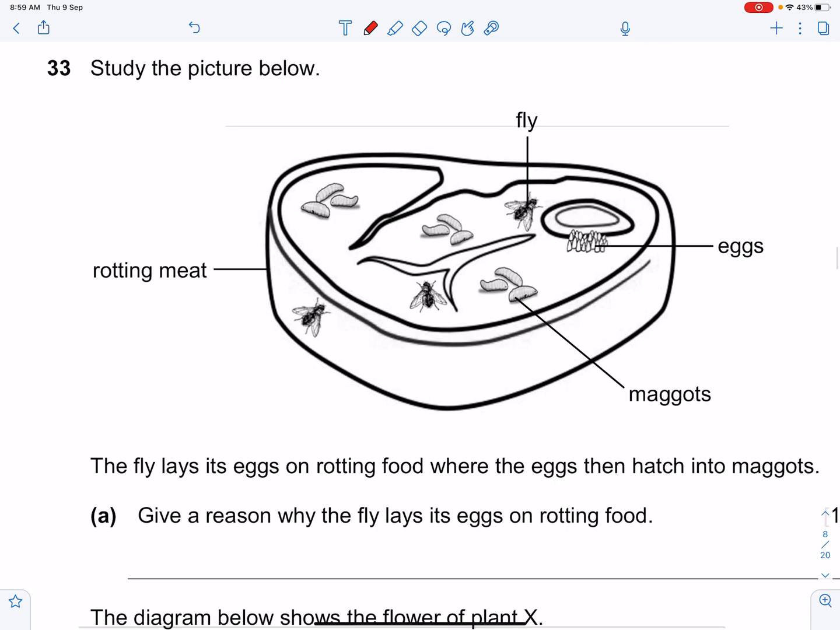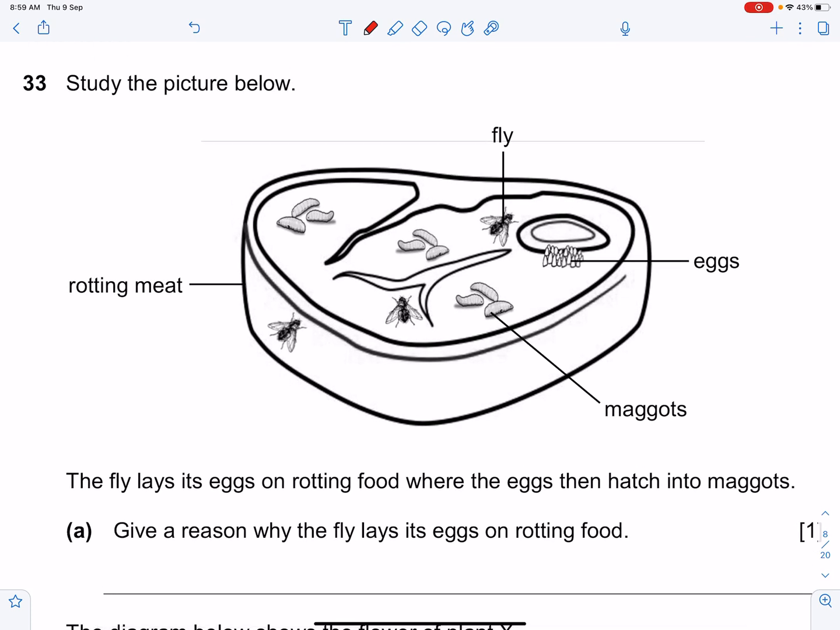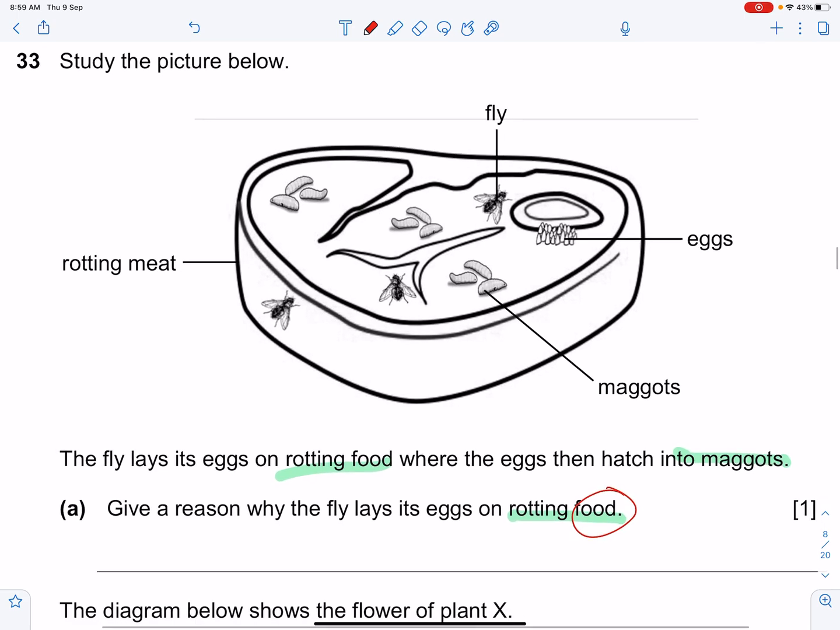33. Study the picture below. The fly lays its egg on rotting food, where the eggs then hatch into maggots. Okay? Give a reason why the fly lays its eggs on rotting food. So, already tell you, it is food. So, why is it to provide what? The young with food immediately. Okay? So, it's very straightforward.